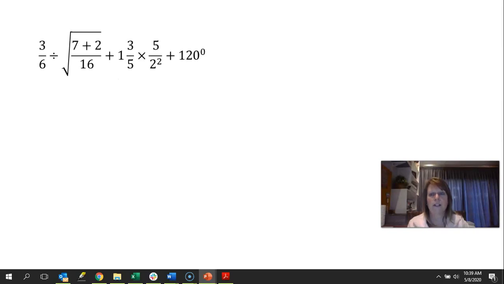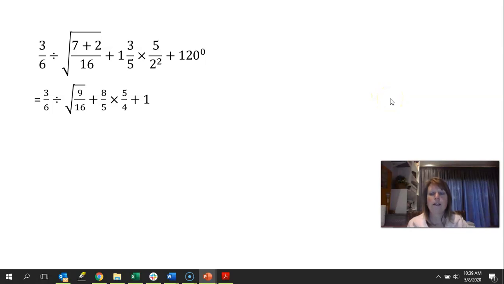Okay, there is the calculation. If we do it step by step, first of all, we add our numerators here together because they are one thing. 7 plus 2 will give me 9. It's all still under the square root. There, we need to change it into an improper fraction. We can do it all in the same line. 5 times 1 is 5, plus 3 will give me 8. Here, we can work out the square of 2, so 2 times 2 is 4. And as we looked at earlier, 120 to the power of 0 will give me 1. So that shouldn't have stressed you out at all. You know that it's going to end up being 1.